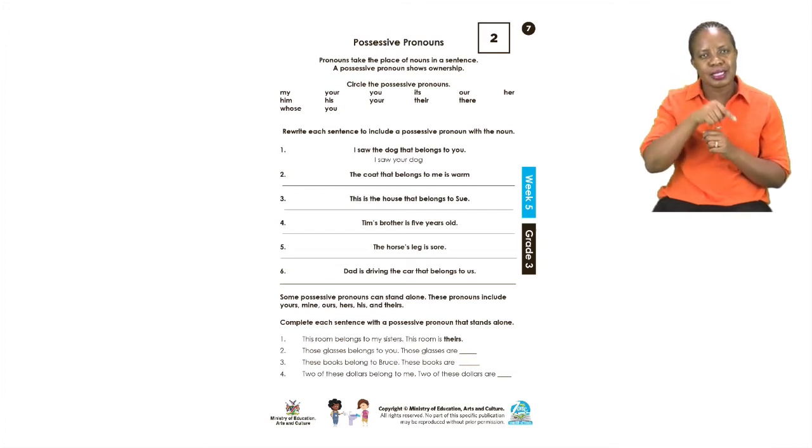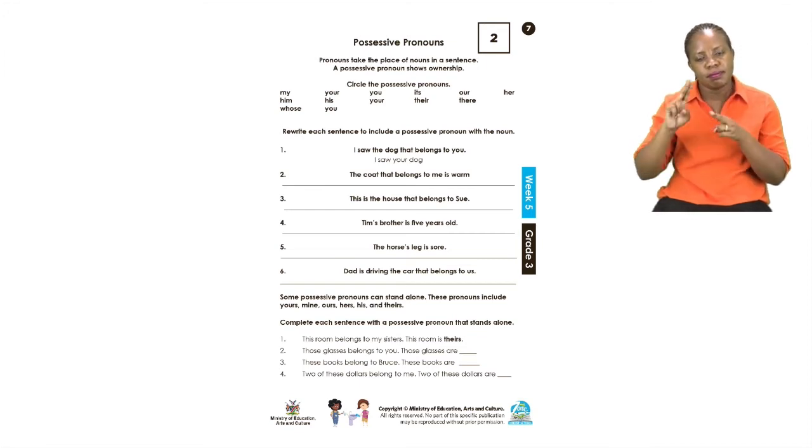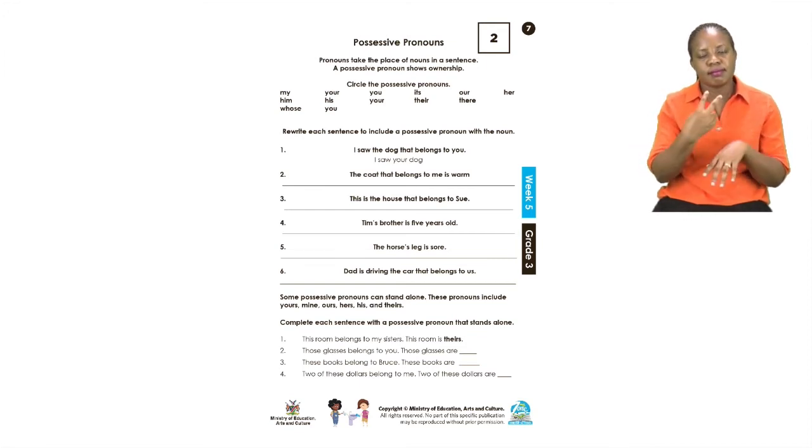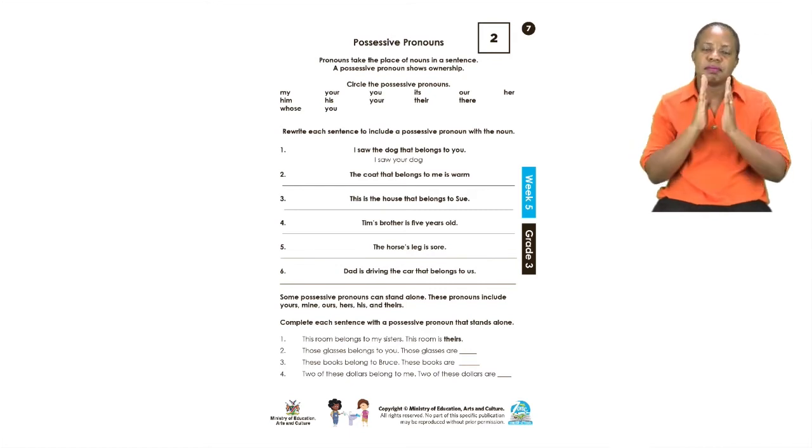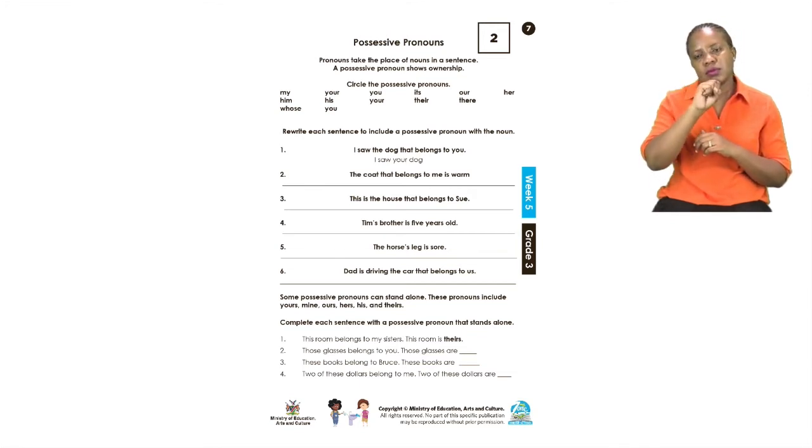Take your time, point if you need to, and if you get stuck, it's okay to ask for help. Remember, try hard to use possessive pronouns when you are speaking. That way, you'll be practicing good English.